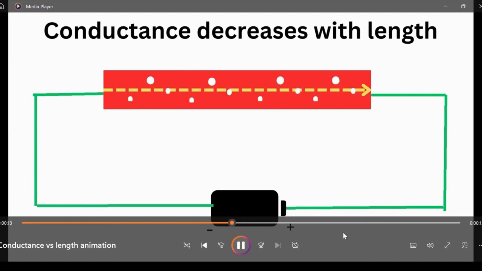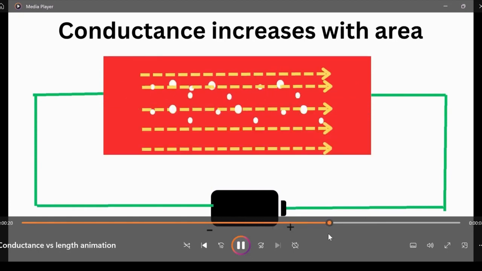Now, we will see what happens if we increase the area of the copper plate. More and more electrons can pass through the copper plate. As a result, conductance increases. Now you clearly understood why conductance increases with area and decreases with length. Now let us go back to the PowerPoint.